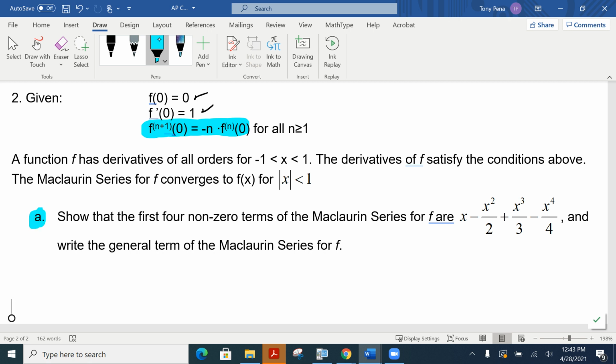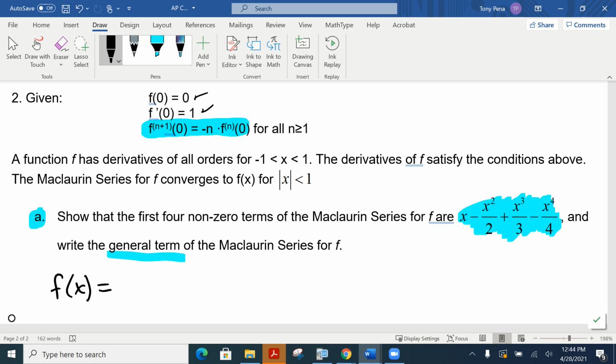And then all you're doing in A now is showing, they're giving you the answer. This is what it has to look like. And they want you to show that the first 4 non-zero terms in the Maclaurin series for f are this. And then you want to write the general term for it. Okay? So because we're going to write the first 4 terms and the general term, when we go to do this, you can actually use f of x and an equal sign.